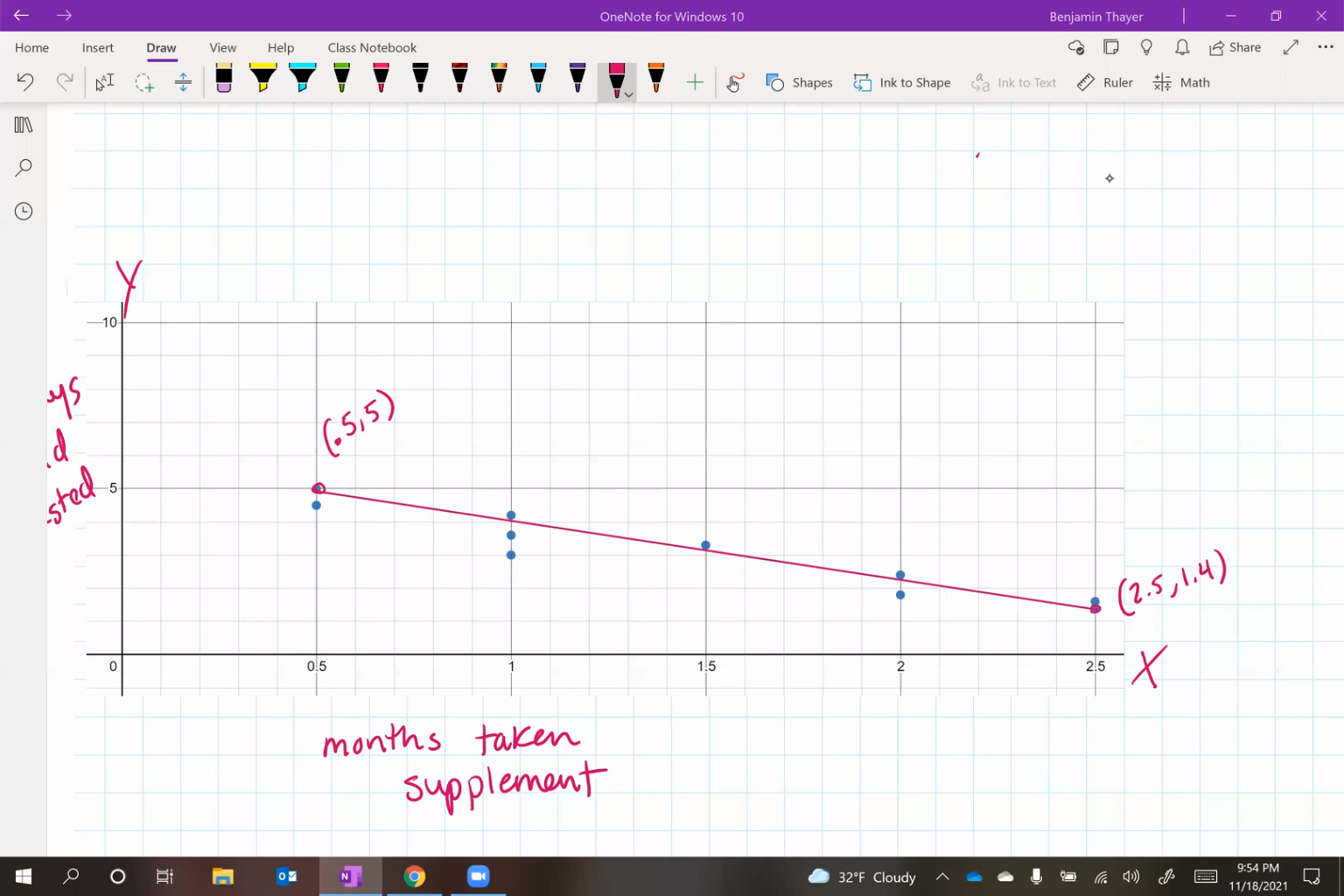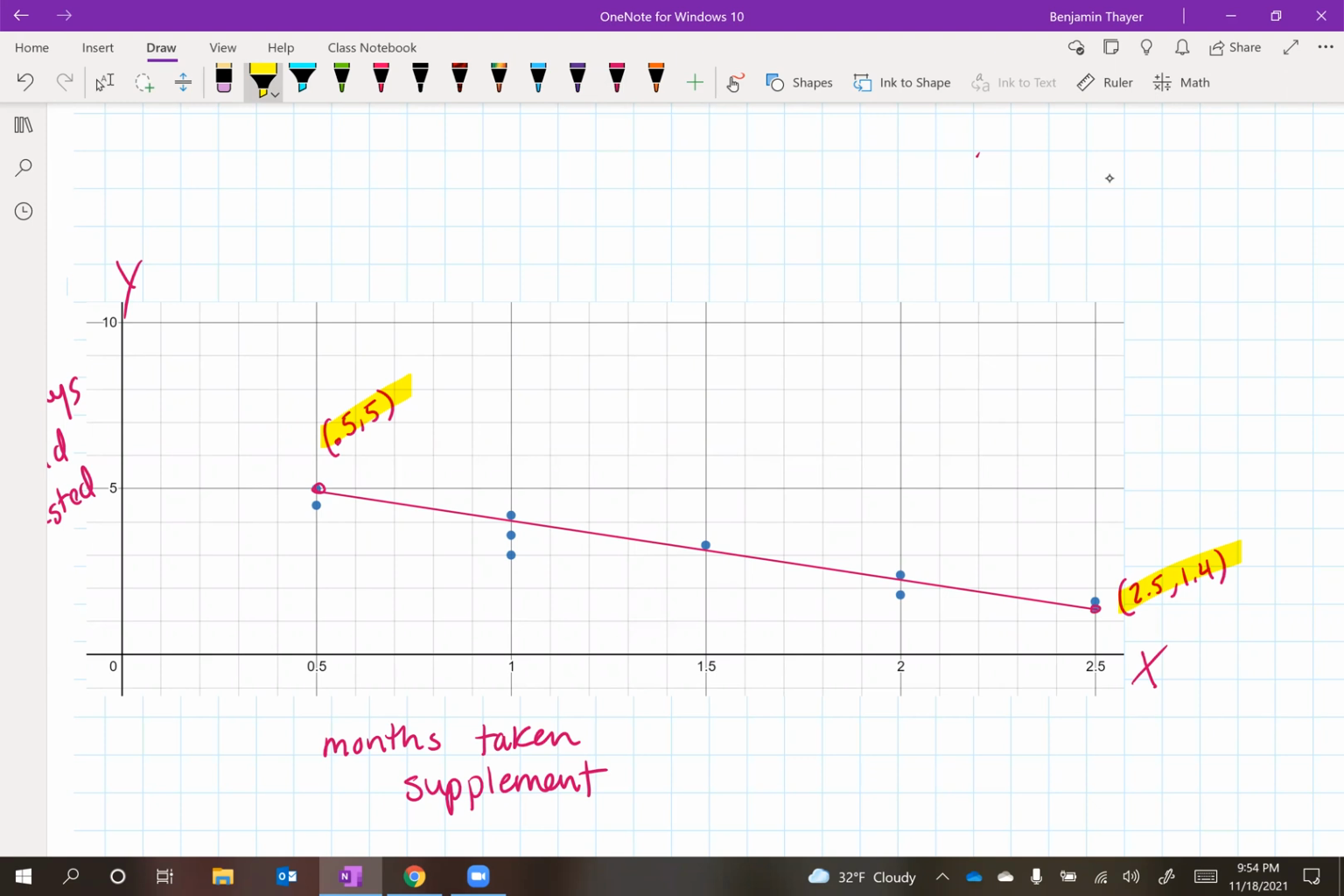Pause. Okay, so let's say I picked the point 0.5, comma 5, as you see on the left side, and 2.5, comma 1.4 on the right. And when I drew that line of fit, it passes through the middle of my data. There's about the same amount of points above and below that line.